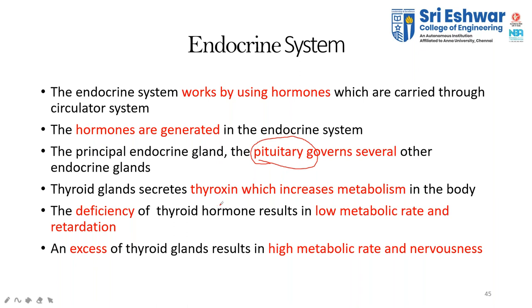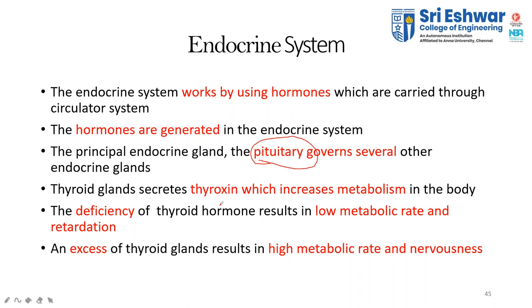Then we have thyroxin, which increases metabolism. The thyroid gland secretes thyroxin. If we have balanced thyroxin, we'll have proper digestion. Metabolism is used to secrete some acids to digest your food. When we take food and it needs to be digested, we need some acid, and that acid is secreted by these endocrine glands. So the thyroid secretes thyroxin, which increases metabolism in the body.